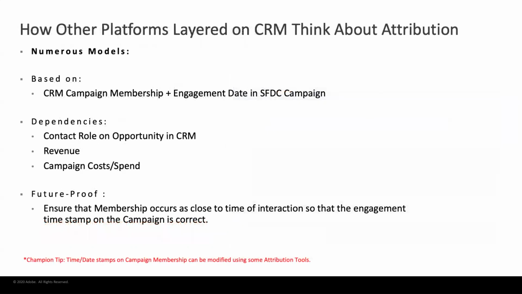So moving from Marketo into CRM and thinking about how attribution layers on top of that integration, there's a couple things here to think about. First is the CRM campaign member and the engagement date in the SFDC campaign. We talked about that a little bit. Again, some attribution tools can modify it. Salesforce just natively cannot. Some dependencies also include contact roles in the opportunity. So for any opportunity-based attribution, that's going to be an imperative component.